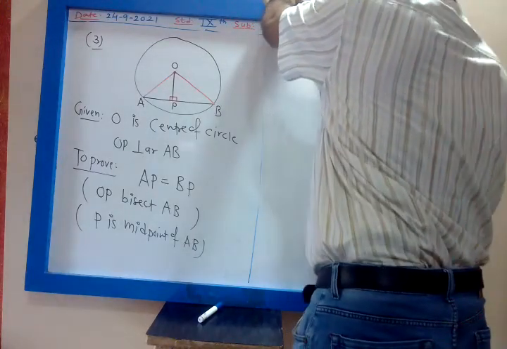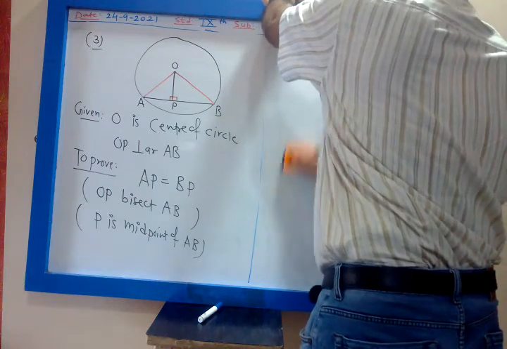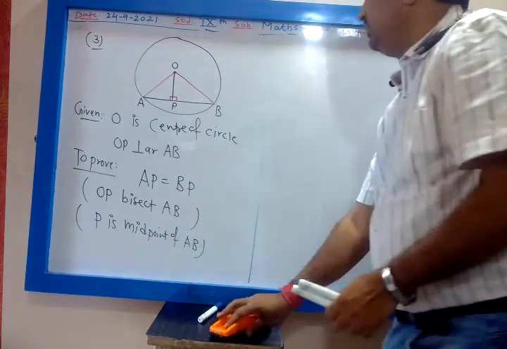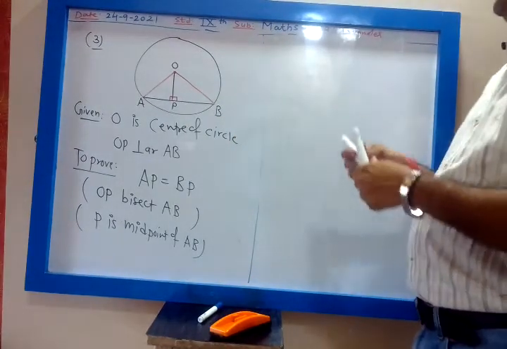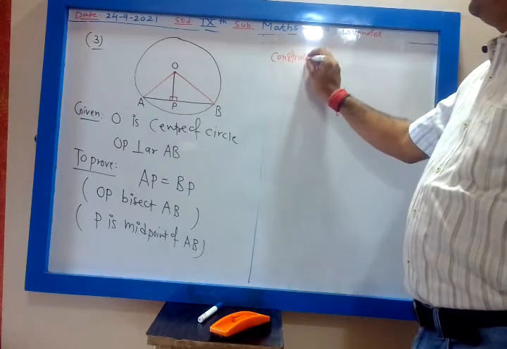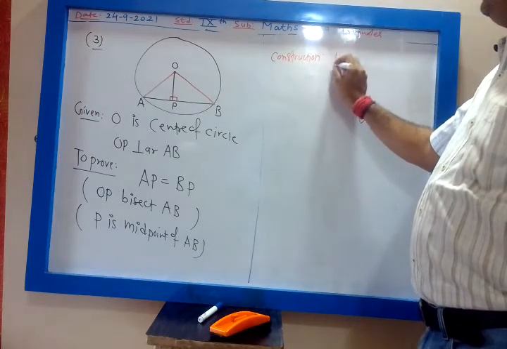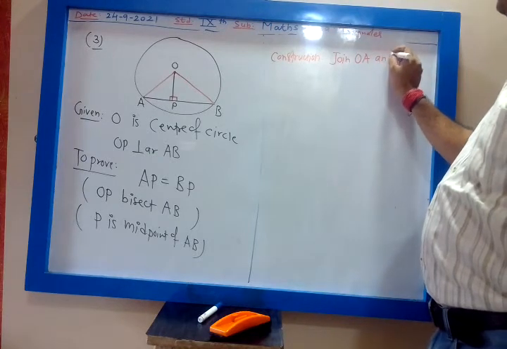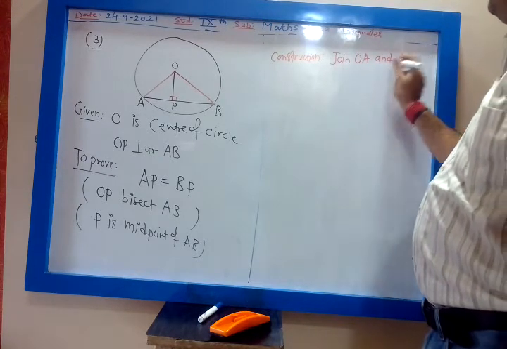Join OA and OB. Construction part. Okay. So write down construction: join OA and OB.